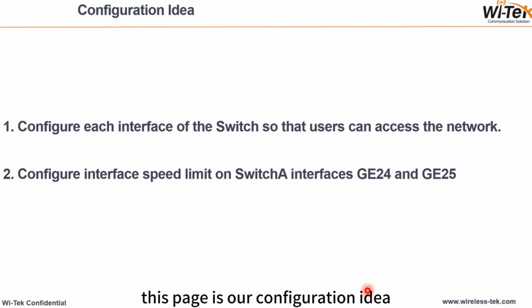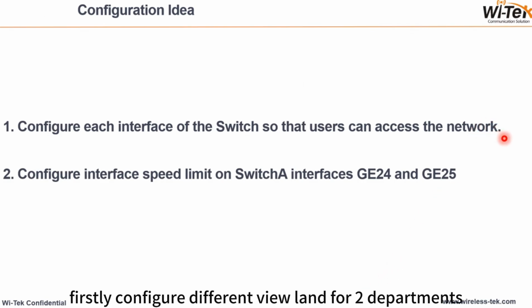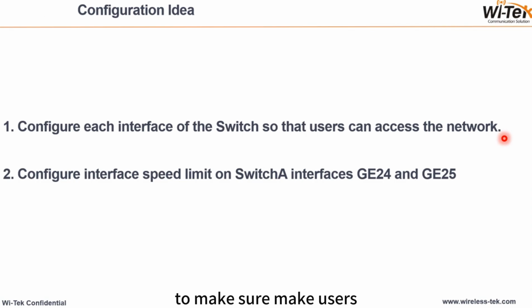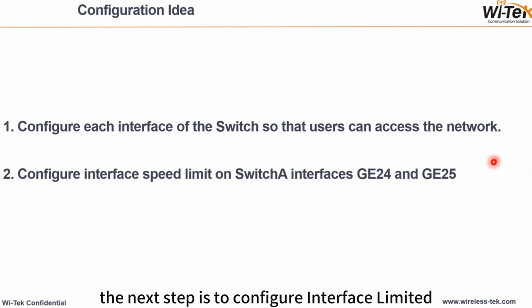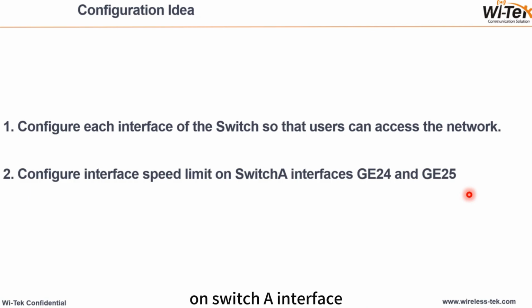This page is our configuration idea, so we will follow this idea to finish all the configuration steps later. Let's take a look at this idea. Firstly, configure different VLANs for two departments to make users in these two departments can access the internet. The next step is to configure interface limit on switch A interface port 24 and port 25.